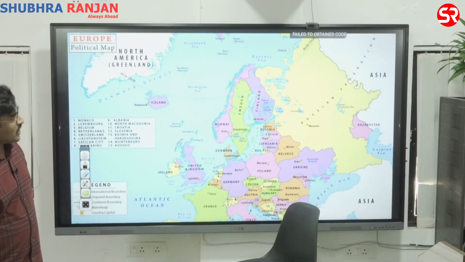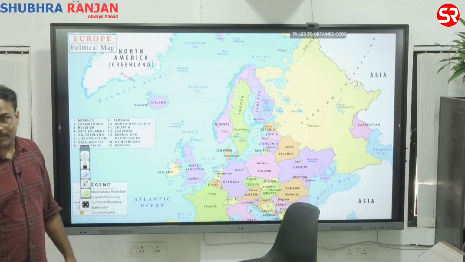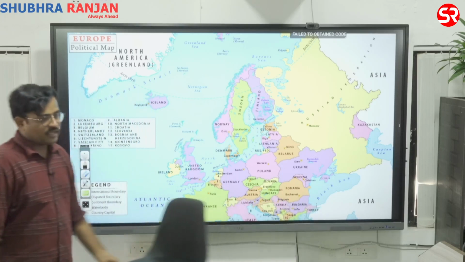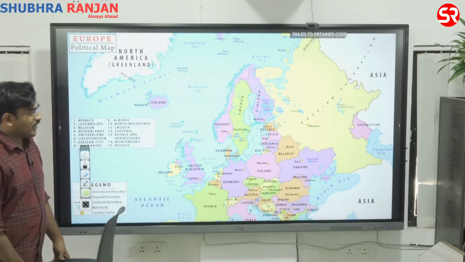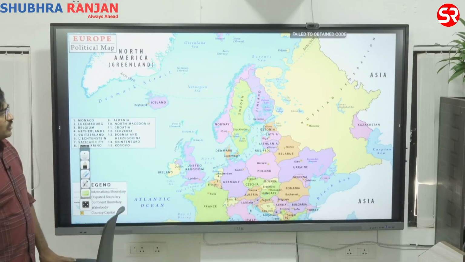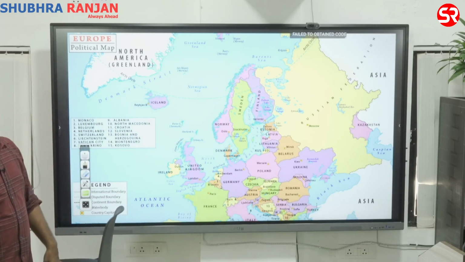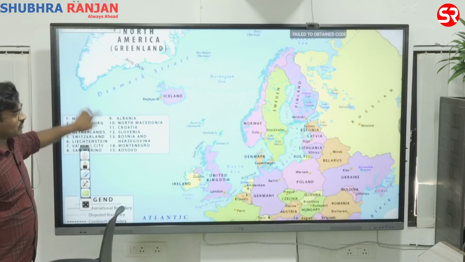Okay, it is quite distinct from the medieval European map, right? Yes, you have countries like Ukraine, Belarus, Lithuania, Latvia, Estonia. All of these are not present. See the size of Poland. It has substantially come down, sir.